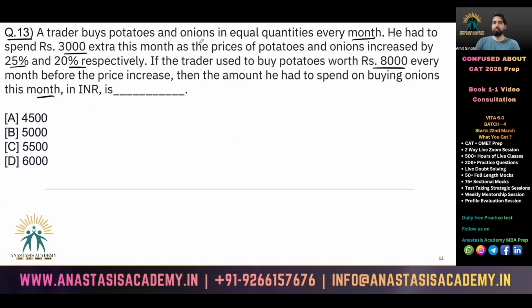So, because the prices of potatoes and onions increased by 25% and 20%, this trader has to spend 3,000 extra this month, right? He used to spend 8,000 for potatoes. So total spending on potatoes was 8,000 rupees before the price increase.